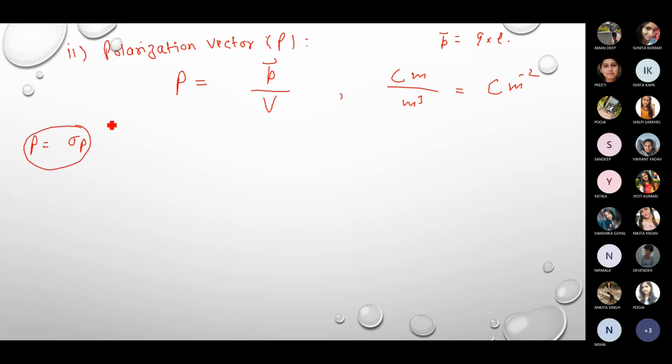Many times in the exam a small question of 1 or 2 marks comes: prove that the polarization vector is equal to, or prove that the unit of polarization vector is the same as that of the surface charge density, right? So how will you prove it? See, let's say sigma p is the surface charge density.